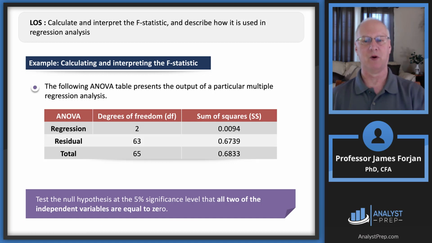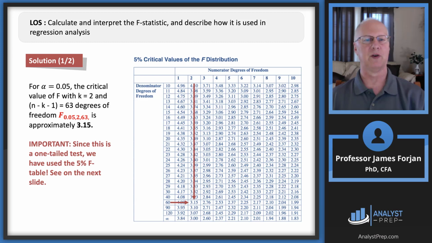All right, here's this table. We've seen tables like this before, in this recording and in the previous one. But let's suppose here's the output of regression analysis. So we've got 65 observations. So we have some degrees of freedom. There are the SSs over on the far right. So test the null hypothesis, at 5%, that all two of the independent variables are equal to 0. So here's our F test.